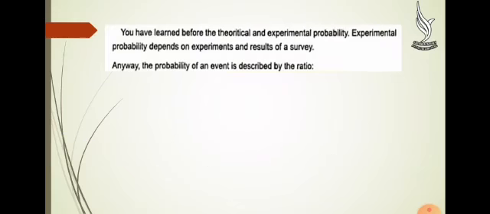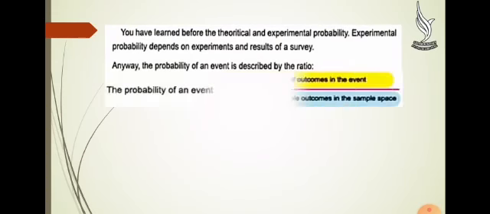We have learned before the theoretical and experimental probability. Experimental probability depends on experiments and results of a survey. Anyway, the probability of an event is described by the ratio. The probability of an event equals number of outcomes in the event over number of all possible outcomes in the sample space.